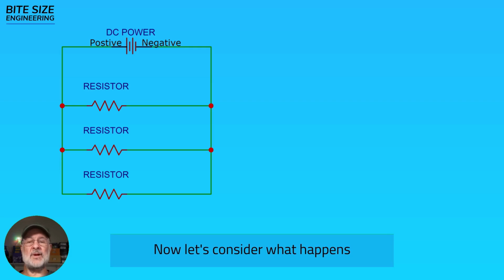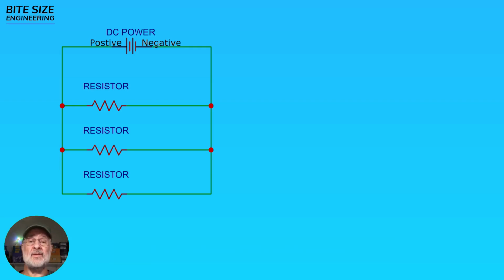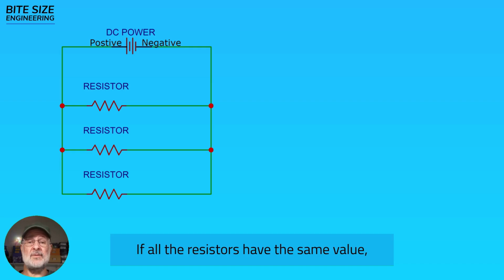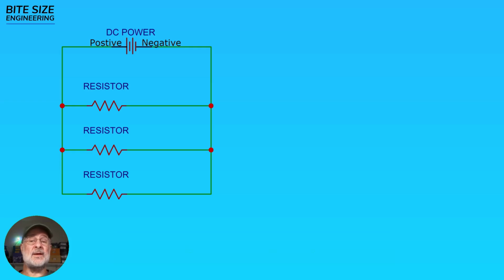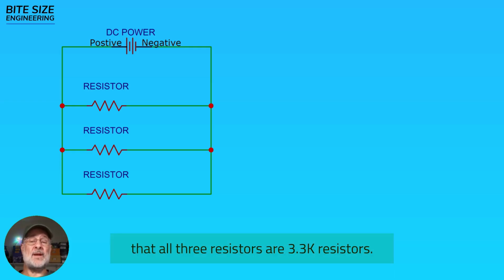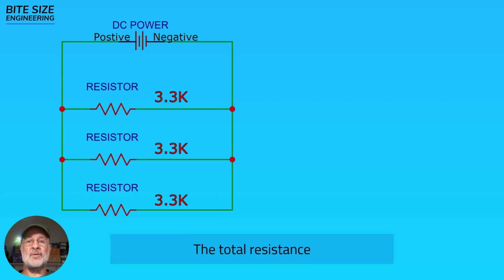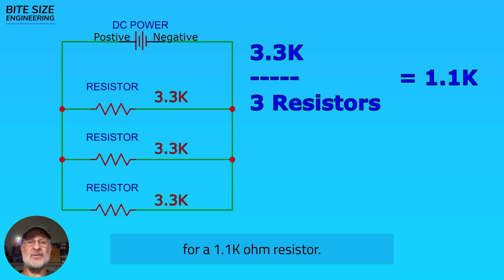Now, let's consider what happens if we have three resistors, but they're on different branches. This is what we call a parallel circuit. Without getting too complex with the math, if all the resistors have the same value, we can simply divide by the number of resistors. Let's say, for example, that all three resistors are 3.3K resistors. The total resistance would then be 3.3K divided by 3 for a 1.1K ohm resistor, or a 1.1K total.